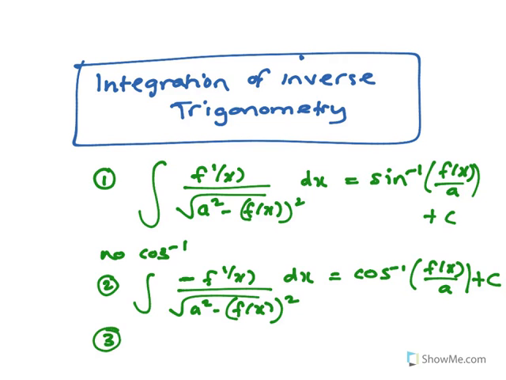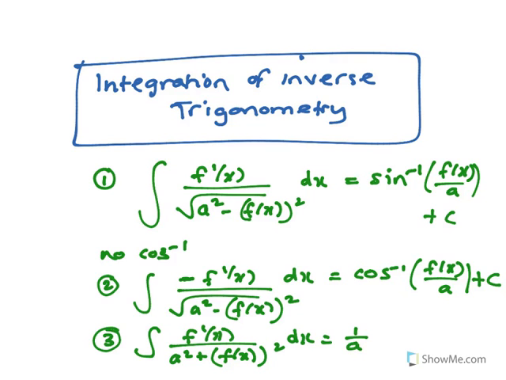Okay, and the third one is a tan the minus 1. So it's f dash x over a squared plus f of x squared dx. So that has a 1 on a because there needs to be an extra a here which is counteracted. So on the formula sheet that's why there's a 1 on a there. And then tan the minus 1 of f of x on a plus c.